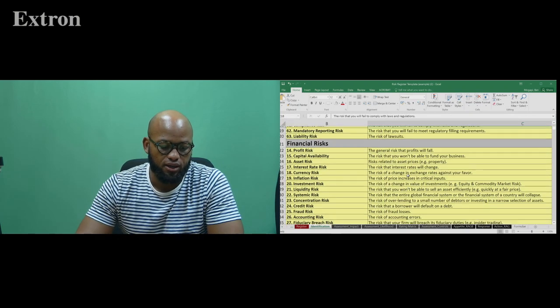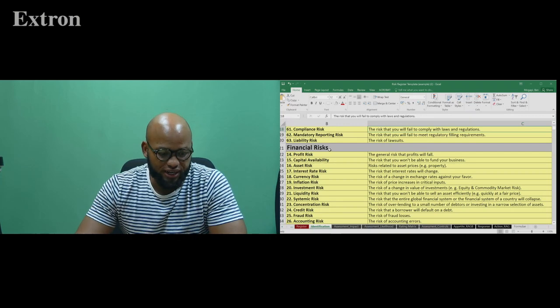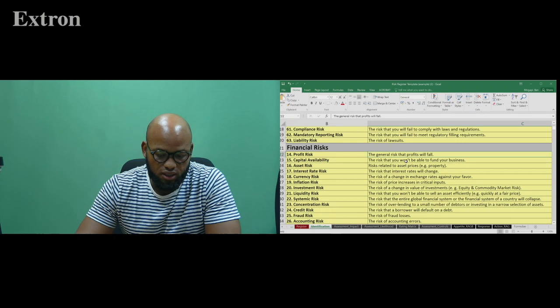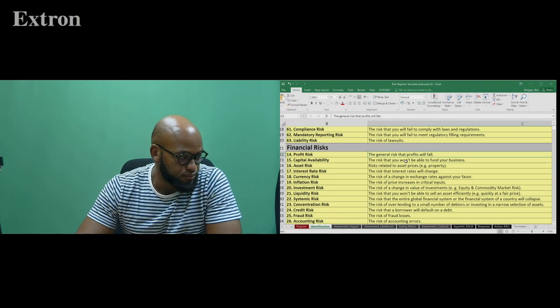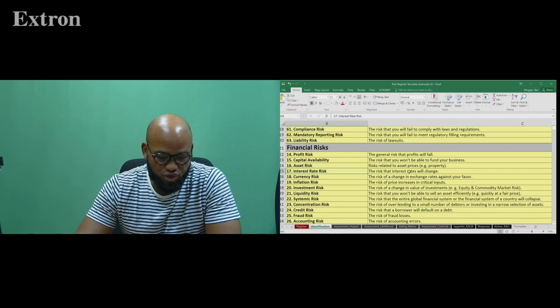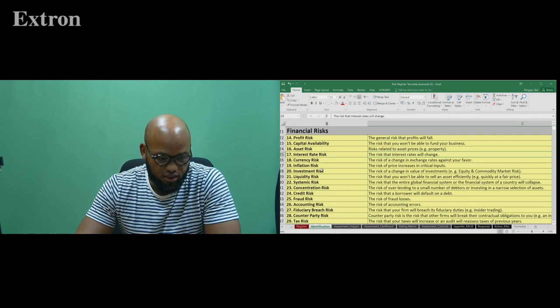So here are a few examples of some financial risks. Profit risk: the general risk that profits will fall. Interest rate risk: the risk that interest rates will change in a way that's unfavorable for your business. Investment risk: the risk of a change in the value of an investment.